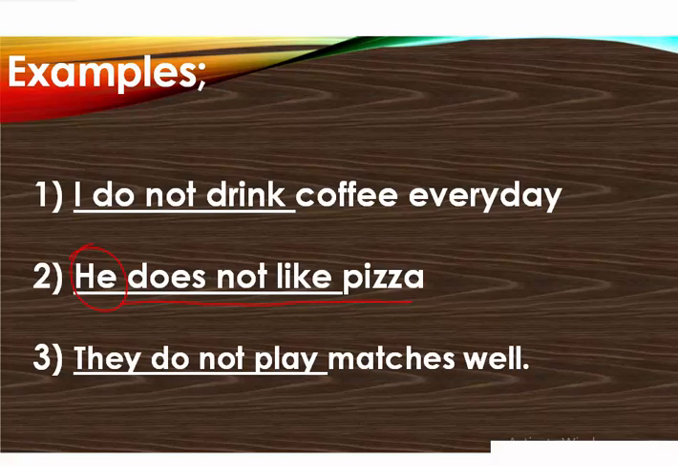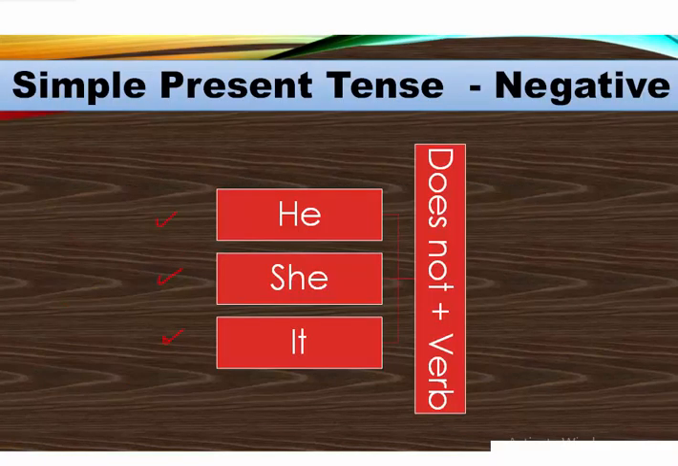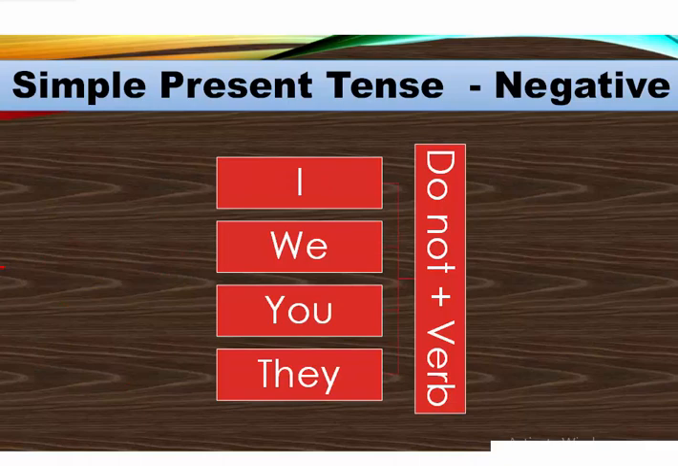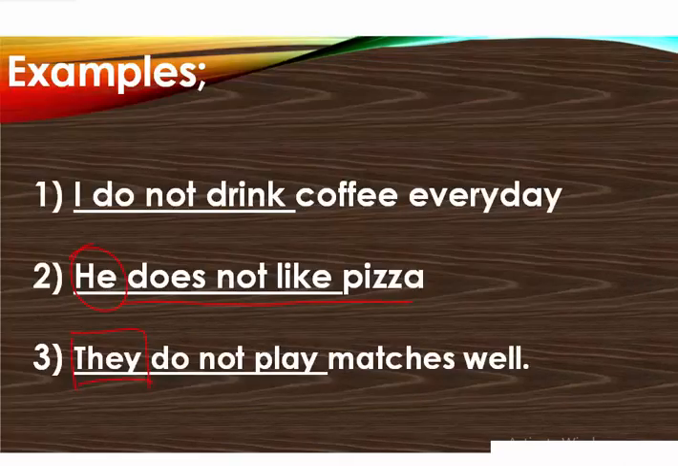See the third example. They do not play matches well. Here they comes. So as per the formula, if they comes, it will join with do not and the verb. See the example now again. Third example. They do not and the verb. Verb is play. They do not play matches well.